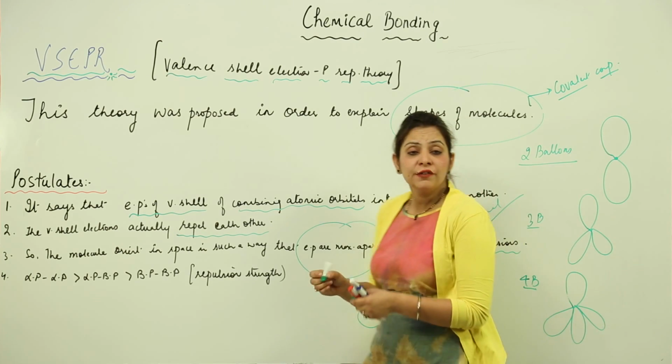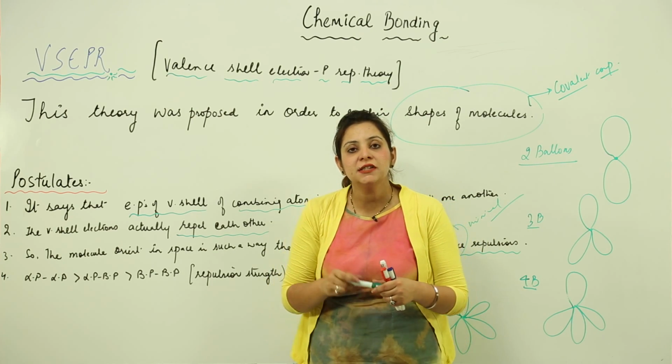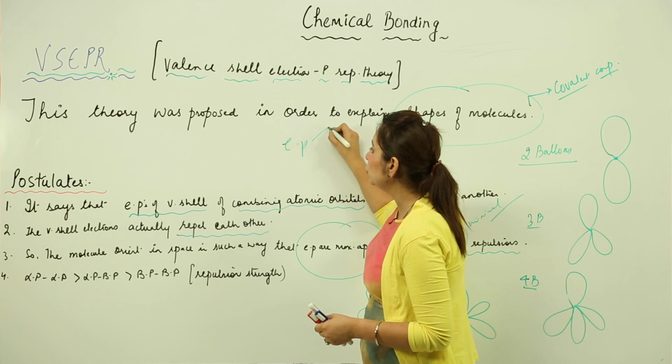Now if we look at the repulsion strength, as we know we have the electron pairs, this is divided into two categories.